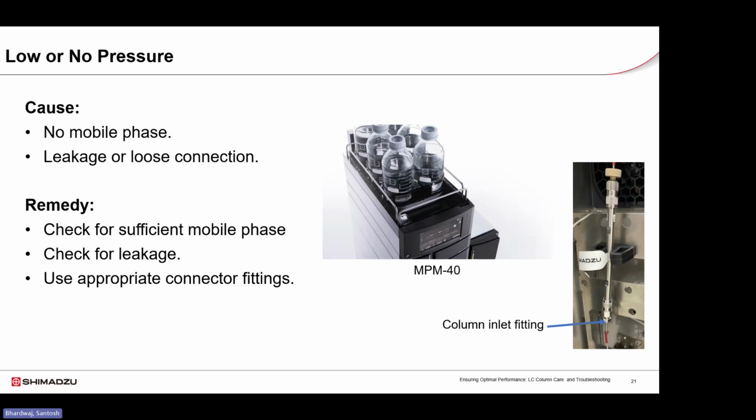Inspect the system for leaks along the mobile phase flow path. One of the most common places for leaks is tubing connections. The column inlet is a frequent source of leaks, especially if the column was installed recently and not tightened properly, or if connections were made incorrectly. Using an incorrect or incompatible fitting can also cause leaks, so always ensure you use recommended components. By following these checks, you can usually identify and fix low or no back pressure issues very quickly.